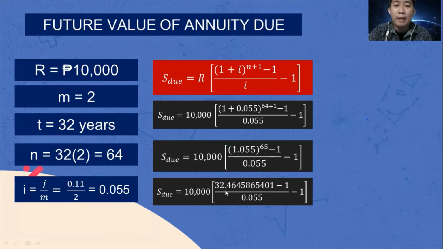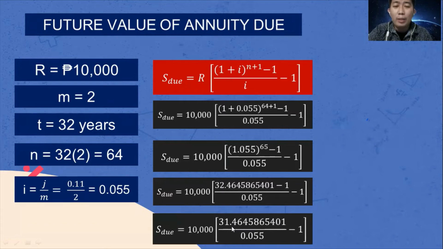1.055 raised to 65 is 32.4645865401. The next step, subtract 32.4645865401 by 1, and the answer is 31.4645865401.